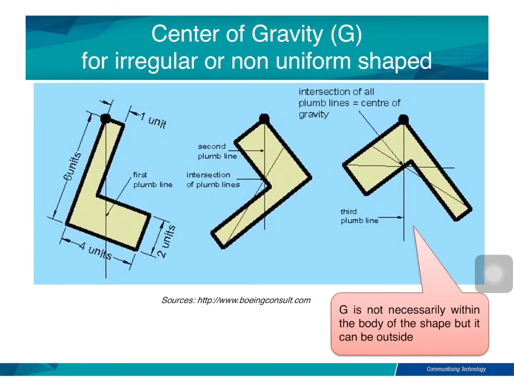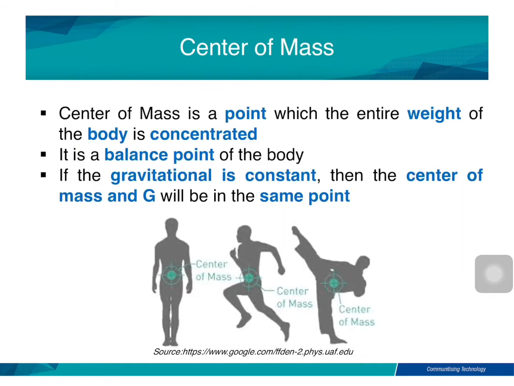Next, you can see also, what shape is this? This is the L shape. This figure shows that the center of gravity is not necessarily within the body of the shape, but it can be outside. You can see here, this is the center of gravity. Normally, the intersection of all plumb lines is the center of gravity.